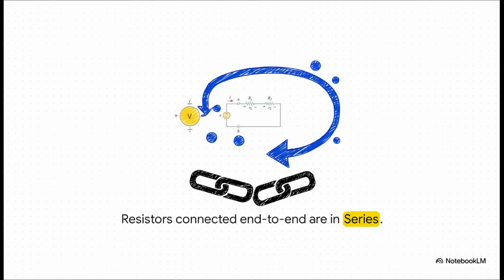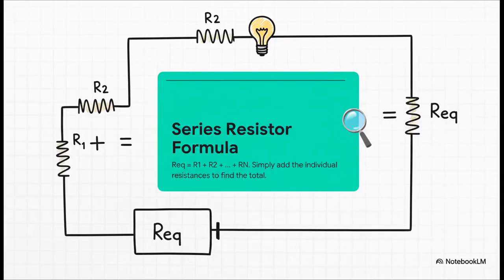Just notice how they're connected one after another, end to end. What this means is that the electric current has only one single path it can take. It has to flow through the first one and then right on through the second one. No other choice. And you're going to love this part. The math could not be simpler. To find the total or equivalent resistance, you just add their values together. That's it. It's beautifully straightforward.